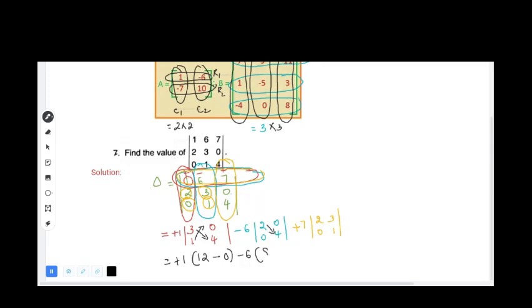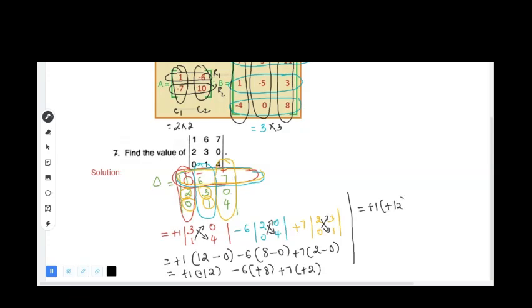2 into 4 is 8 minus 0 into 0 is 0. Plus 7. 2 into 1 is 2 minus 0 into 3 is 0. So here it changes to plus 1 into 12. If there is no sign, we can consider it to be plus: minus 6, plus 8, plus 7, plus 2. So here the answer is plus 1 into plus 12 minus 6 into plus 8 plus 7 into plus 2.